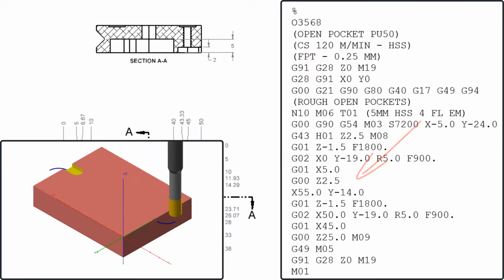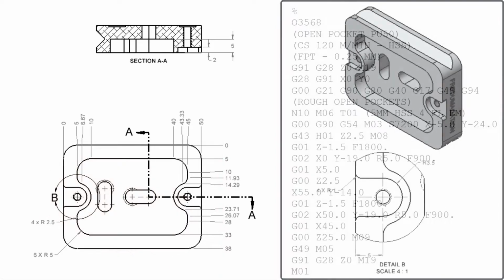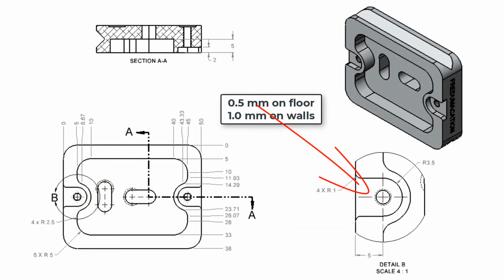Next, I'll rapid the tool 2.5 millimeters above the part, then across to the other side, where I'll cut this side. After both sides have been roughed, there will be 0.5 millimeter on the floor and 1 millimeter on the walls. I'll remove this with another 5mm slot drill.